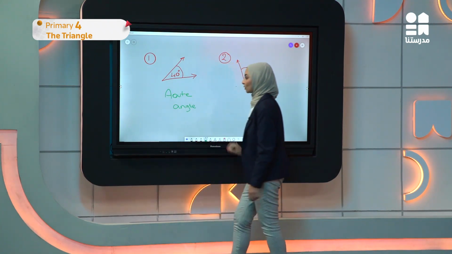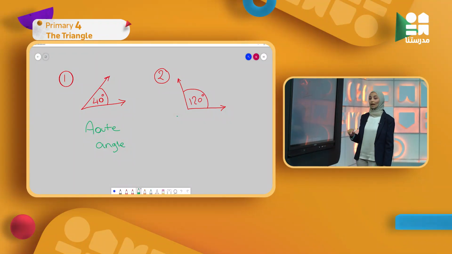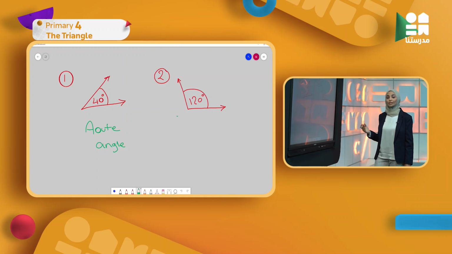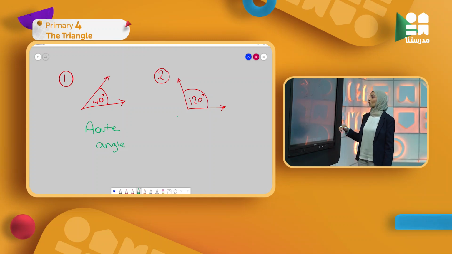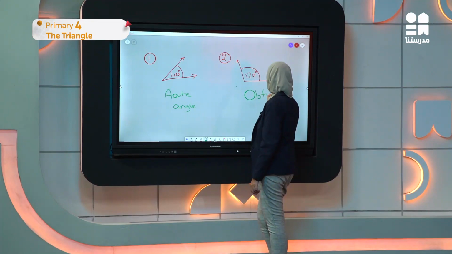Okay, what about the second one? This angle, its measure is 120 degree. 120 is less than 90 or more than 90? Of course, 120 is more than 90. So, when it is more than 90, then it is called what? Yes, it is called obtuse angle.